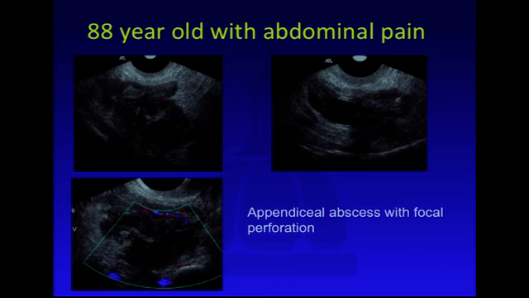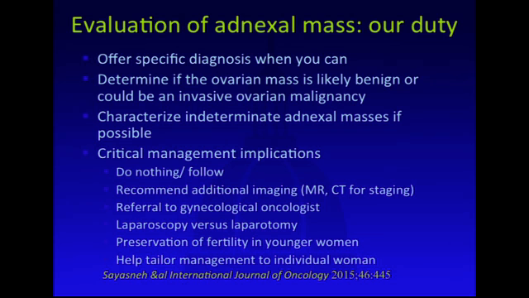I don't think we could have made the diagnosis with certainty prospectively anyway, and so she had to go to surgery. So in conclusion, in evaluation of adnexal masses, our duty is really to offer a specific diagnosis whenever you can, and then determine if the ovarian mass is likely to be benign or could be an invasive ovarian malignancy, and characterize an indeterminate adnexal mass if possible. This really has critical management implications, because if we can offer a specific diagnosis of a benign lesion, you can either do nothing or follow up.